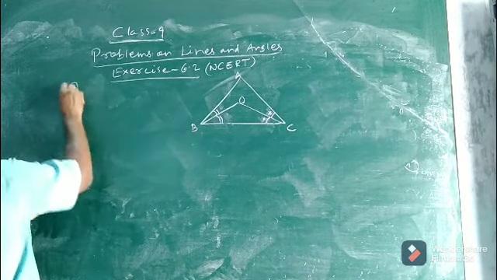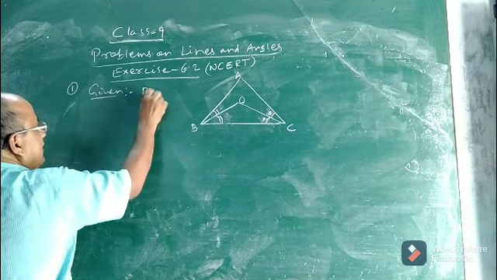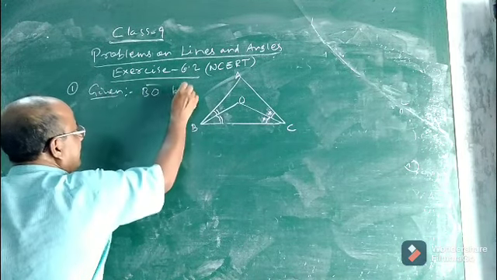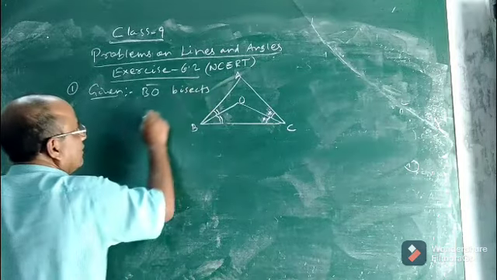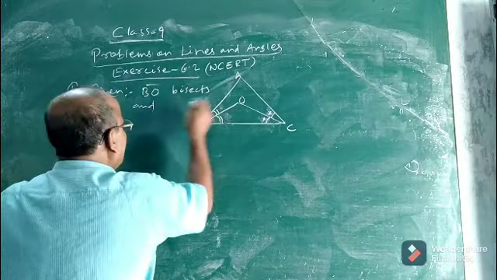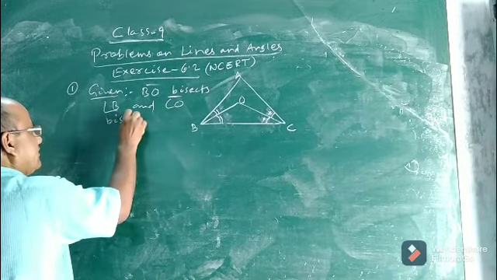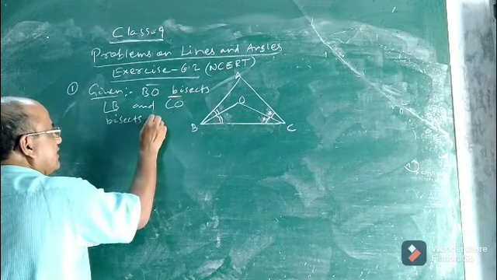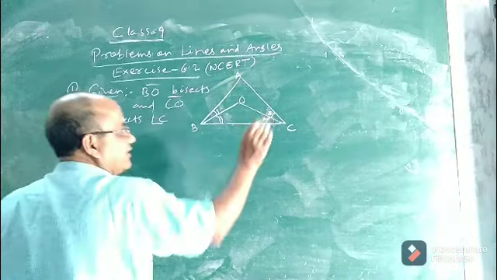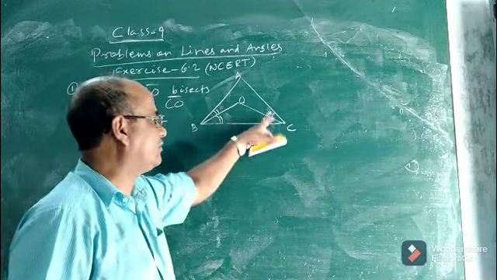Suppose you are given that BO bisects angle B and CO bisects angle C. It is given. Bisects angle C in triangle ABC. ABC is a triangle and BO bisects angle B and CO bisects angle C.